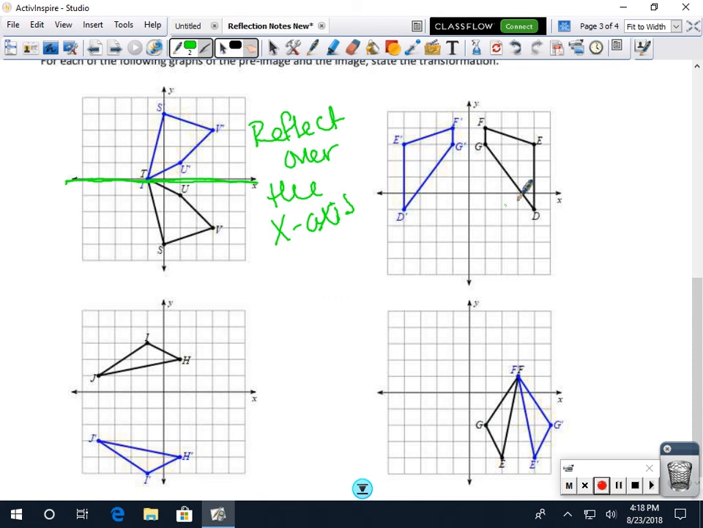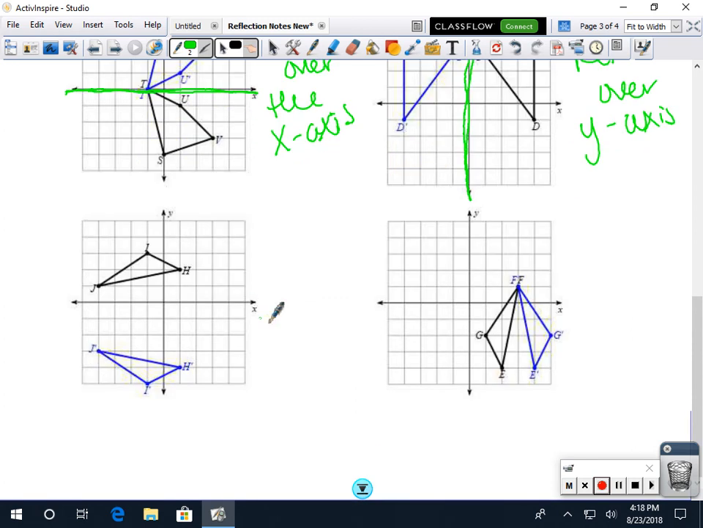Similar, looking at this one here. I look in between the shapes, and the middle line this time is my y-axis. So I'm reflecting over the y-axis this time. Okay, the last two aren't on an axis.